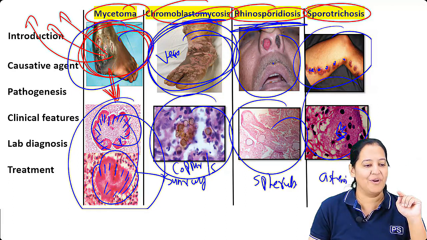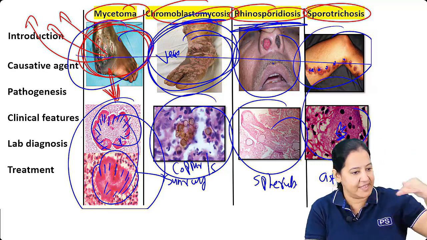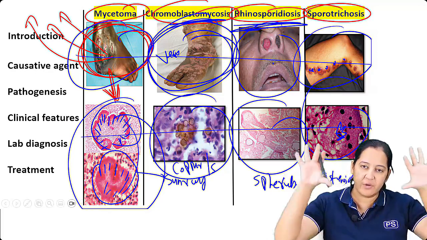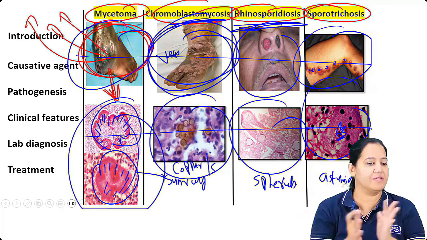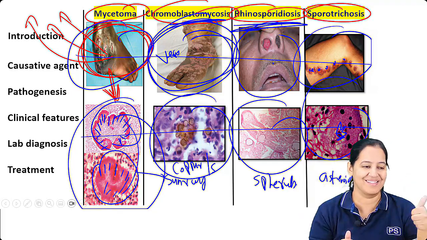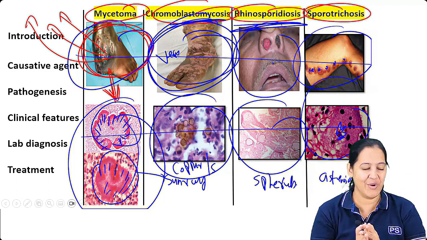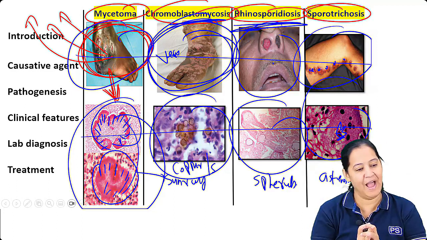Asteroid or cigar. What do you say? See the four presentations and see the four biopsies. Absolutely different. Your 100% questions will be based on this. Now, whether it will be a clinical or image-based question, I don't know, but the question will be based on this. Got it? Can we go ahead? Yes, say. Everyone is done.